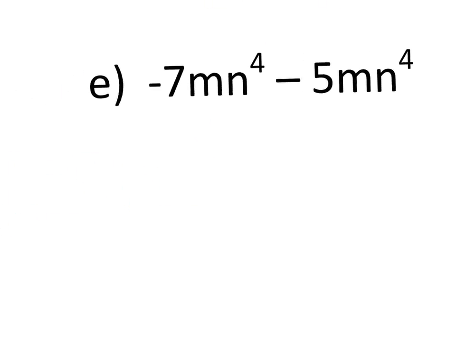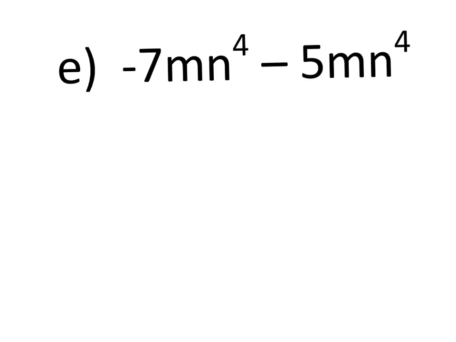E. All right, so now when we look at this, we got to be a little more careful because we have lots of letters. So we have M and M. Those look good. N to the fourth looks good. So I'm going to go ahead and combine these. So -7 and -5 would be -12. And then just write down M, N to the fourth. And that's going to be your answer.